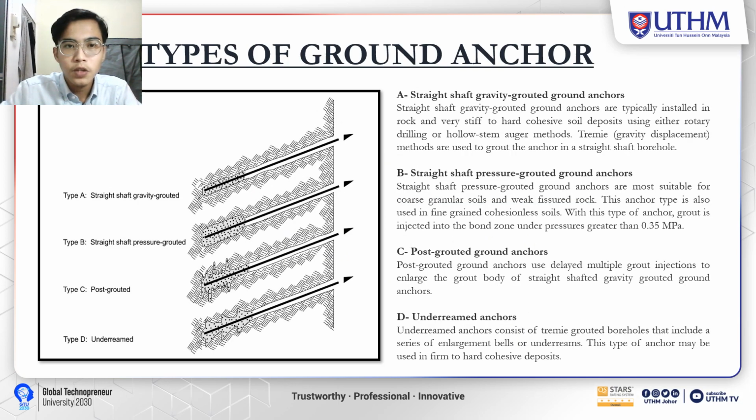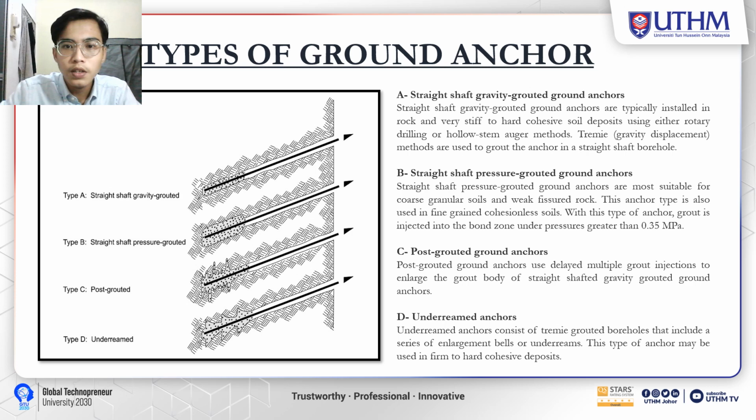There are 4 types of ground anchor: A, straight shaft gravity grouted ground anchors; B, straight shaft pressure grouted ground anchors; C, post grouted ground anchors; and D, unreamed anchors. Straight shaft gravity grouted ground anchors are typically installed in rock and very stiff to hard cohesive soil deposits using either rotary drilling or hollow stem auger methods. Three gravity displacement methods are used to grout the anchors in a straight shaft borehole.